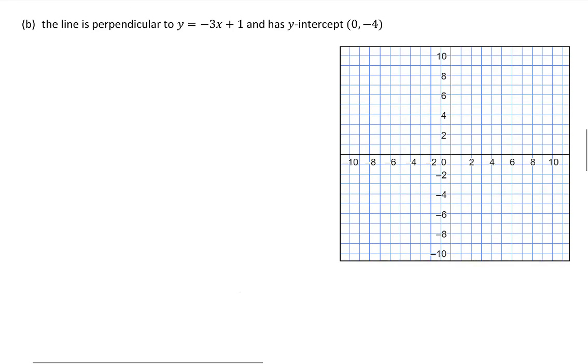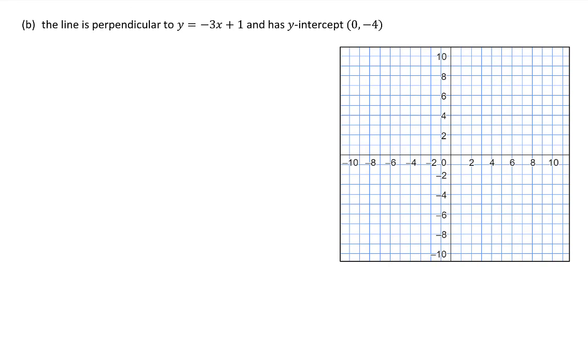Next one. This time the line is perpendicular to negative 3x plus 1, and it has a y-intercept of (0, negative 4). So let's draw this line again. It starts at 1. It has a slope of negative 3, so 1, 2, 3, and over 1. That's this here. This new one has a y-intercept at (0, negative 4).